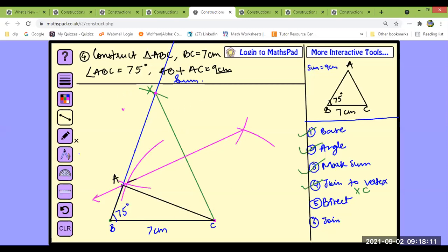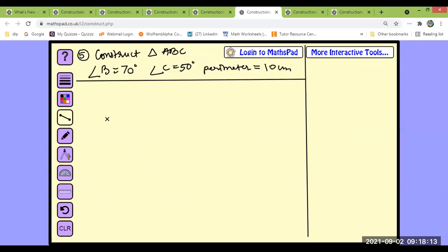Let's move on to another question. Let's draw the rough diagram first. So we have to do construction for triangle ABC. Let's label it ABC, where the perimeter is given to be 10 centimeters. Angle B is 70 degrees and angle C is 50 degrees, right?